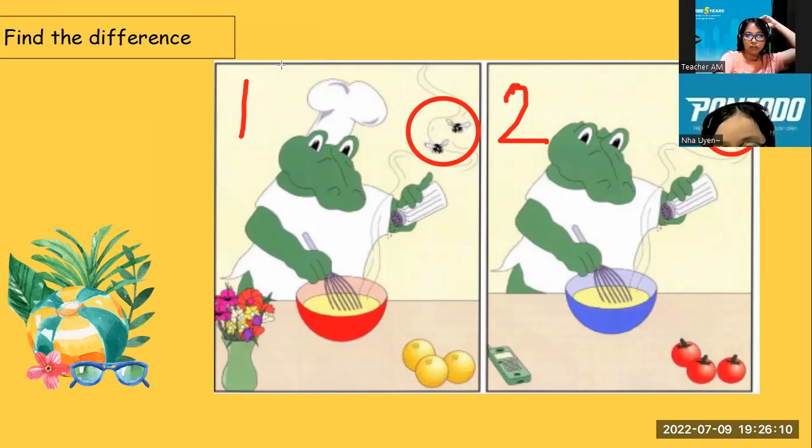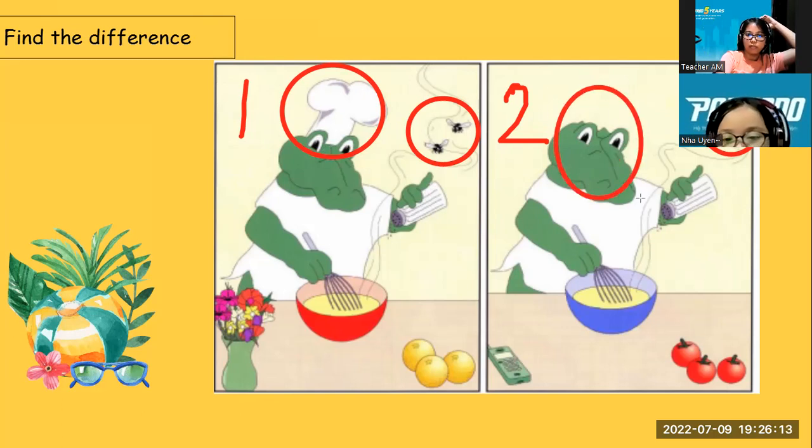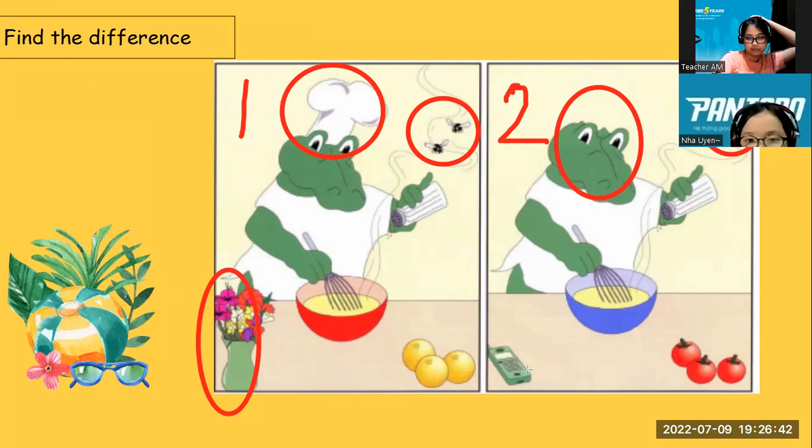wearing a hat, but in picture number two, the alligators haven't a hat. In picture number one, the flowers are next to the orange. But in picture number two, the phone is next to the tomatoes. Very good.